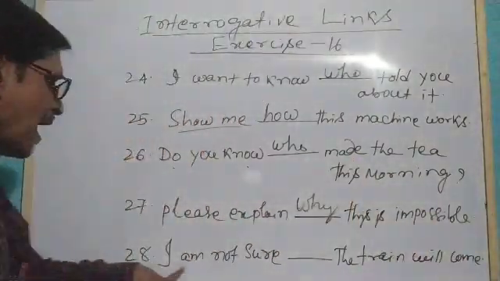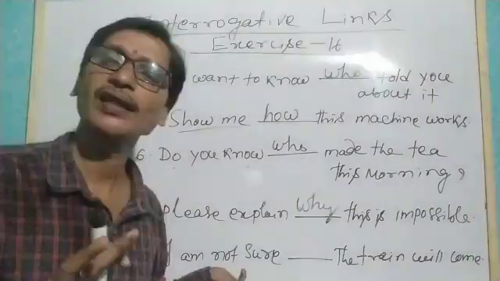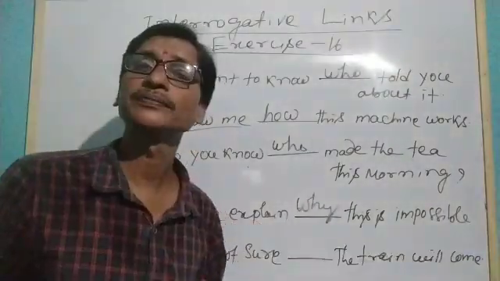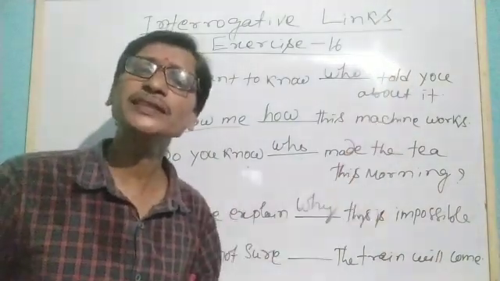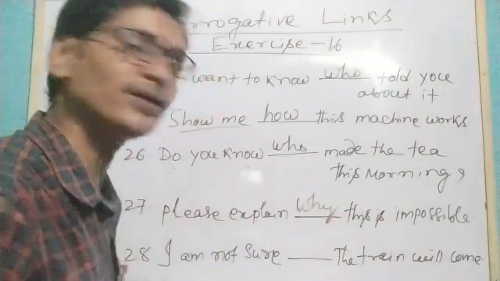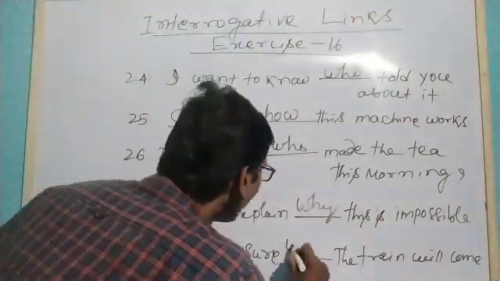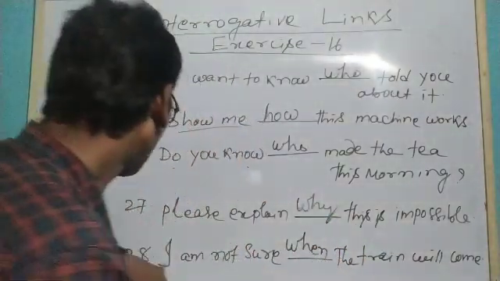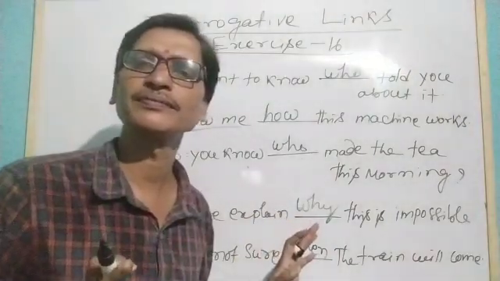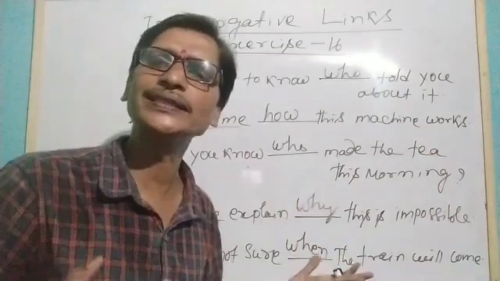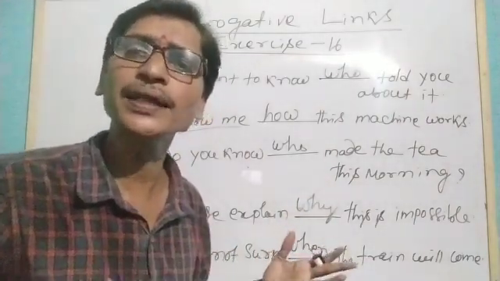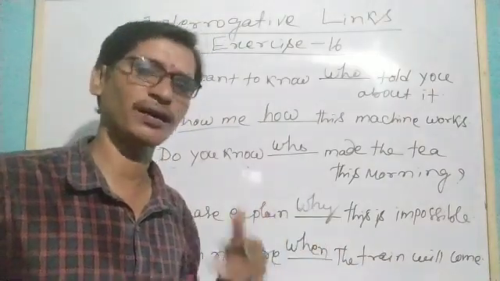Next is, I am not sure, dash, the train will come. Coming of the train means it is the time. Therefore, for time, we use when. I am not sure when the train will come. I don't have its timing, the timetable. Therefore, I can't tell you when the train will come.